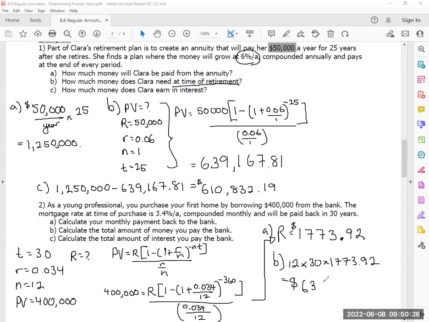Guess what? How much money are you actually paying the bank? Not 400,000. You have to pay the bank $638,000. So the bank has this pot of money. They lend it to you, and then they just sit there for 30 years, and they will get $200,000 for free, as a thank you for lending you money.